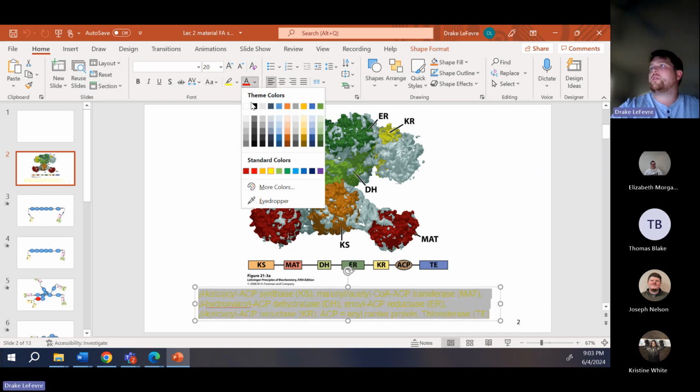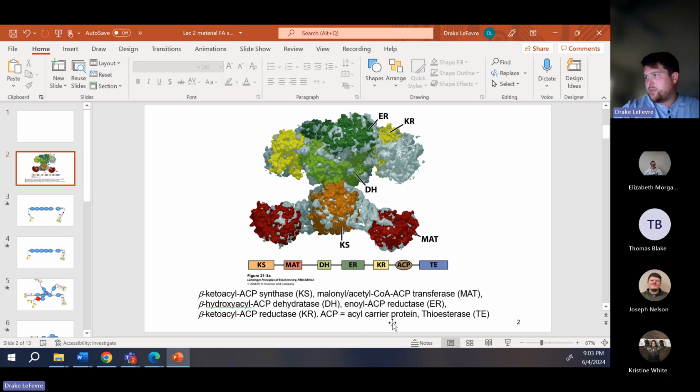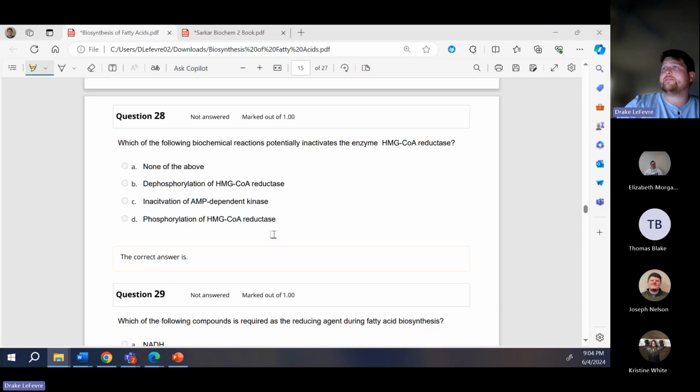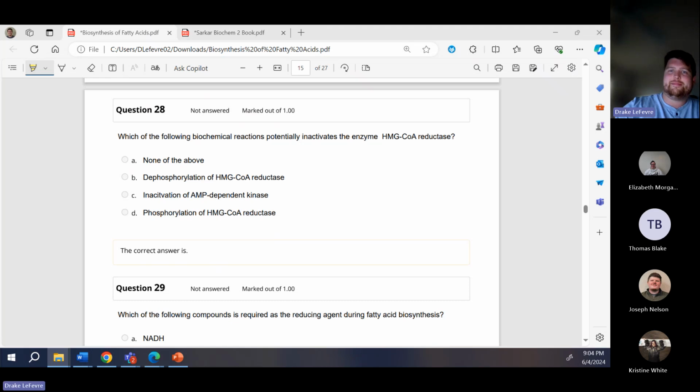Why he picked that color? Reductase, transferase, dehydratase. I don't even see that in here. I swear half the stuff isn't even in the book. I believe in you guys.